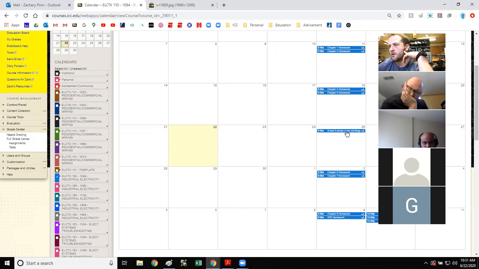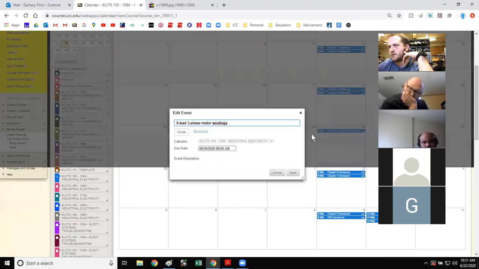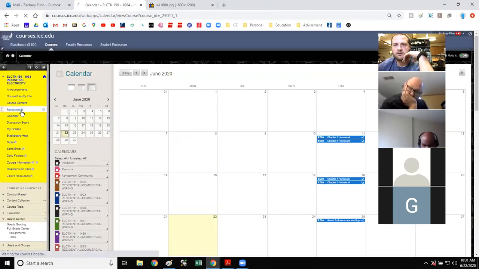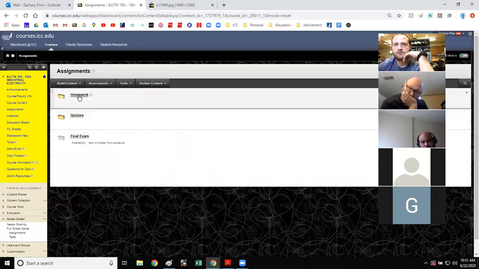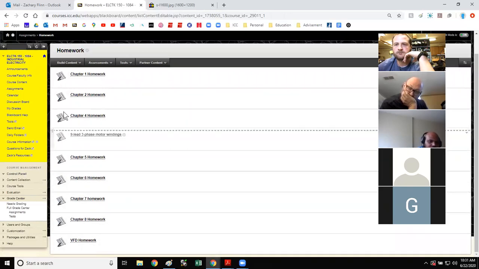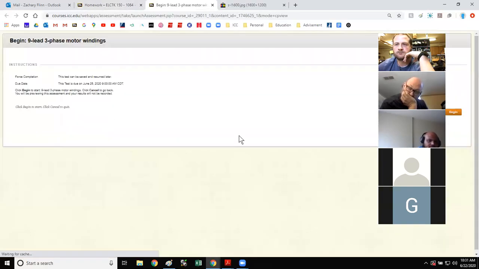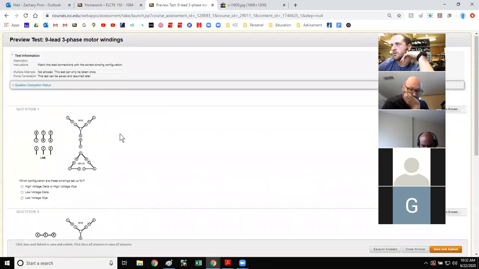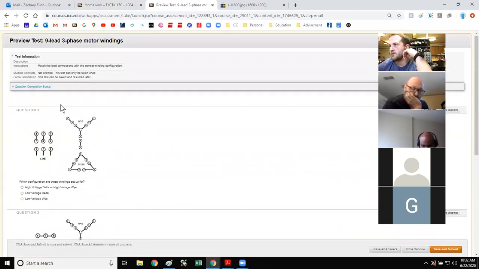So the only homework for this week is going to be this 9-lead 3-phase motors, and it's everything that we just talked about. So if you go to that homework assignment, it's actually down here at the bottom. I'll move it up. You got these pictures, and it asks you, okay, is this high voltage, low voltage, delta, or Y? And you should all know how to do that now. If you don't, it'll be on YouTube in about an hour. Easy peasy lemon squeezy.